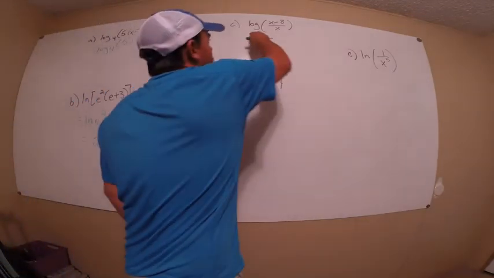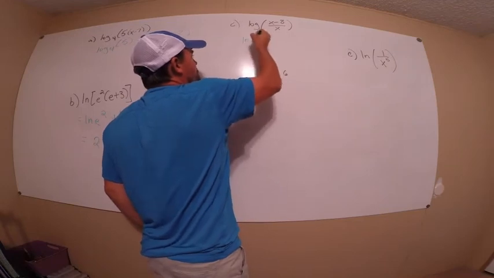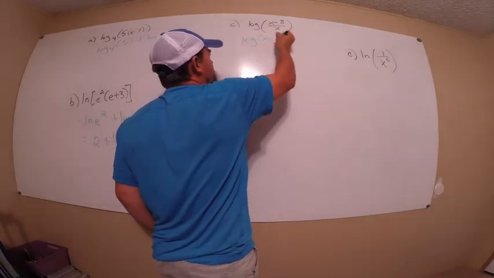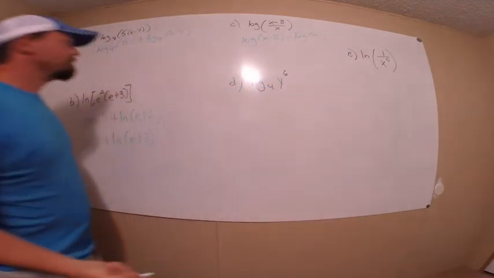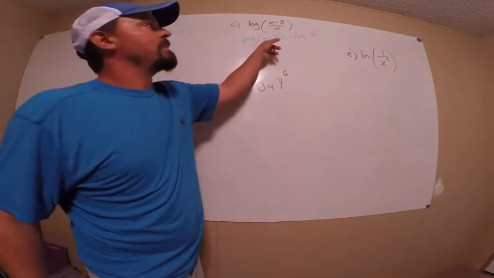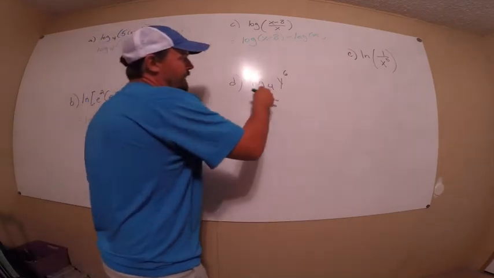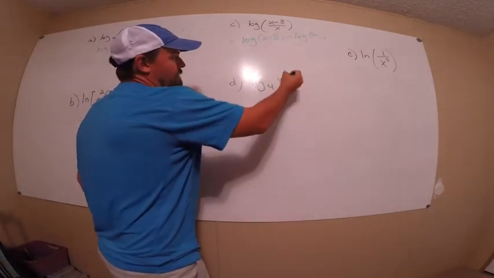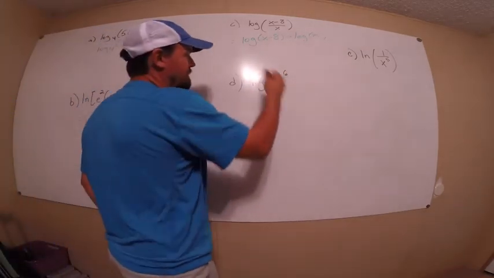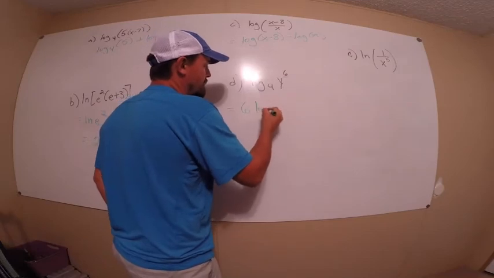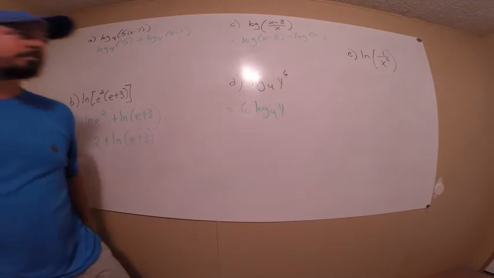C, we've got the log of x minus 8 over x. So I can rewrite this one as log of x minus 8 minus the log of x. I can't do anything with this piece or this piece. That's as simple as it gets. D, I've got log base 4 of y to the 6th. I can use my power property, so I can bring this 6 forward. It's the same thing as 6 log base 4 of y. That's as simple as I can make that one.